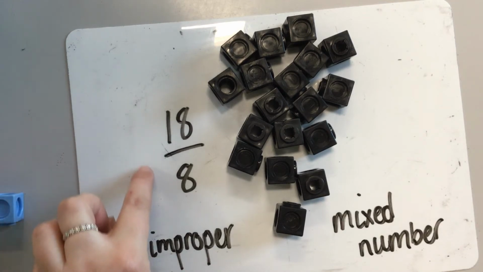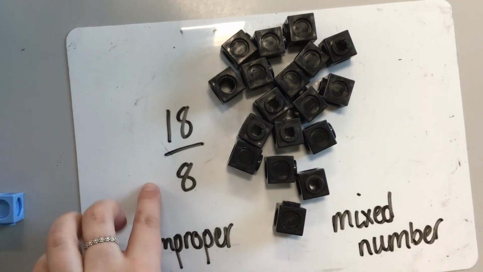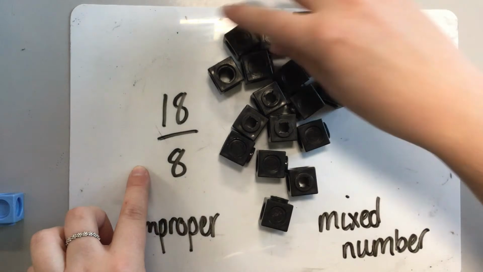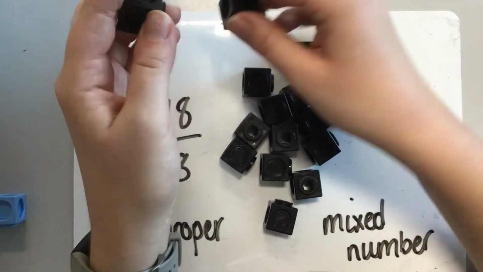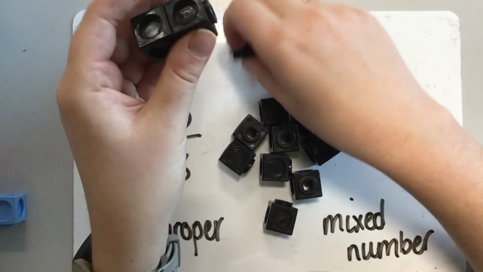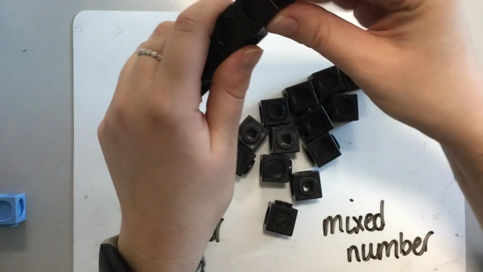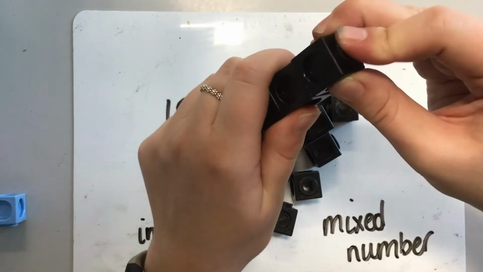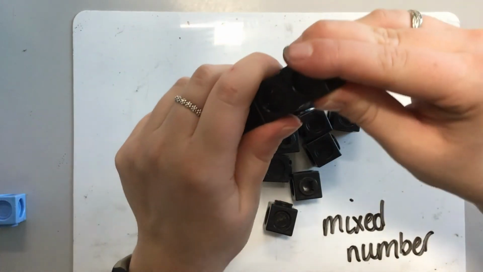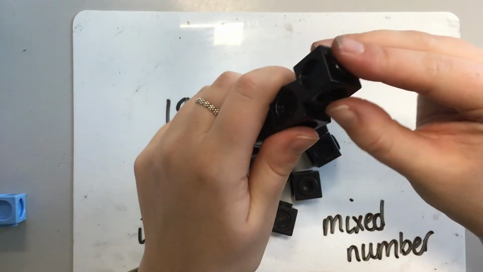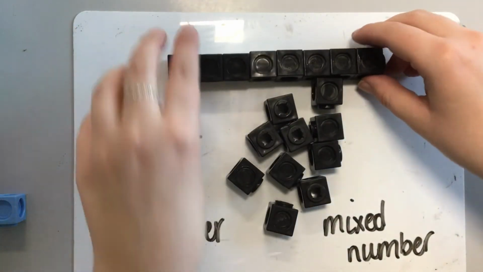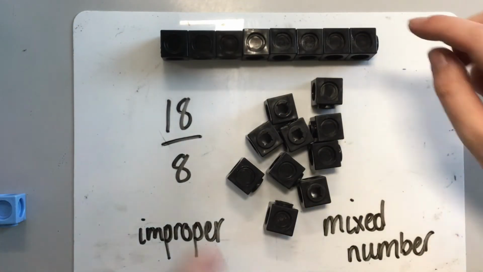Look at our improper fraction. The denominator is an 8, so we're looking at eighths. So I need to put 8 of these to make a whole. So we're going to go 1, 2, 3, 4, 5, 6, 7, 8. Oh, nearly went over then. 8. There's one of my wholes there.